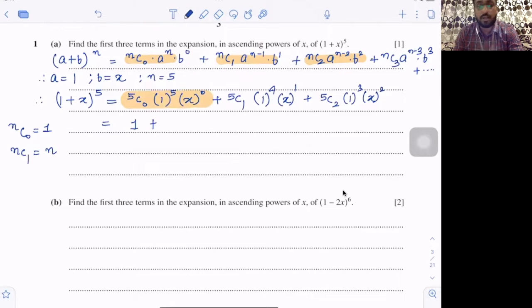So 5C1 is going to be 5 multiplied with 1 raised to 4. That's again going to be 1 multiplied with x raised to 1, that's going to be x. So that's 5 times x.